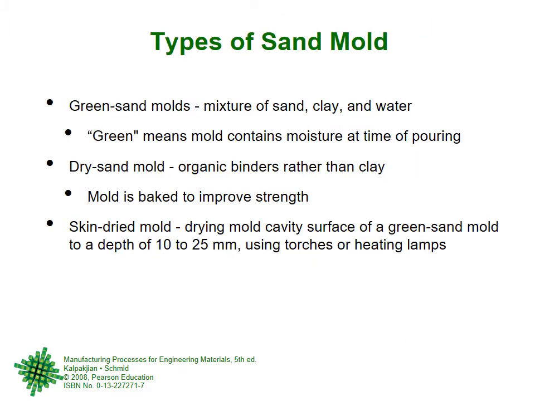Types of sand mold. Green sand mold, a mixture of sand, clay and water. Green means that the mold contains moisture at the time of pouring. Right, this is just a name.